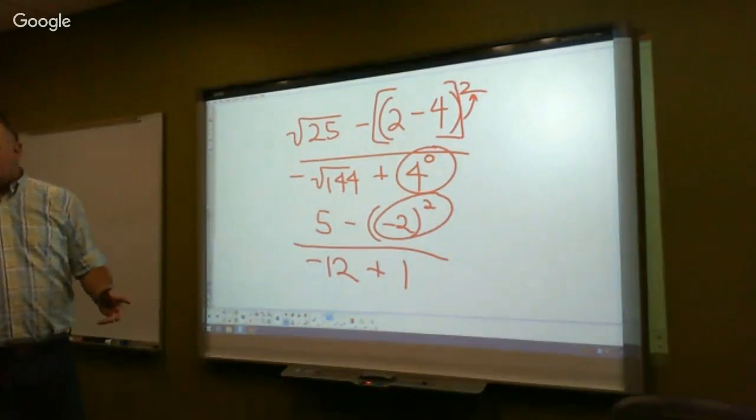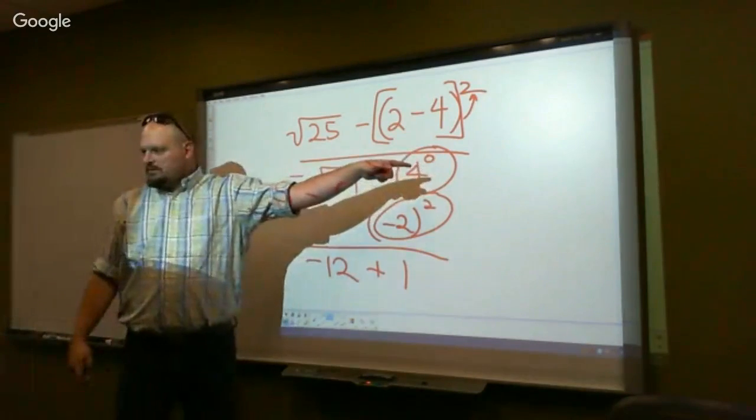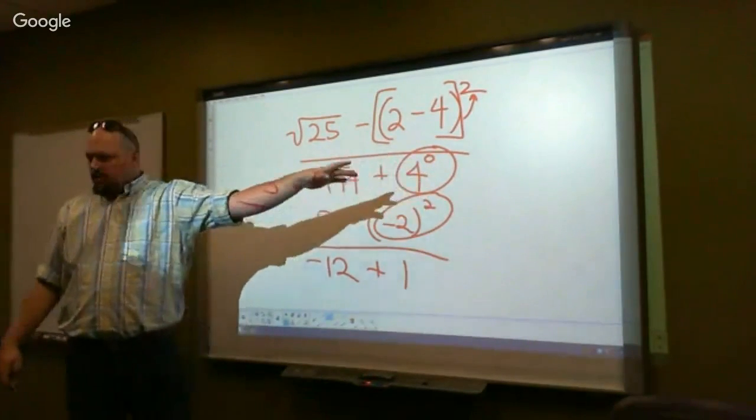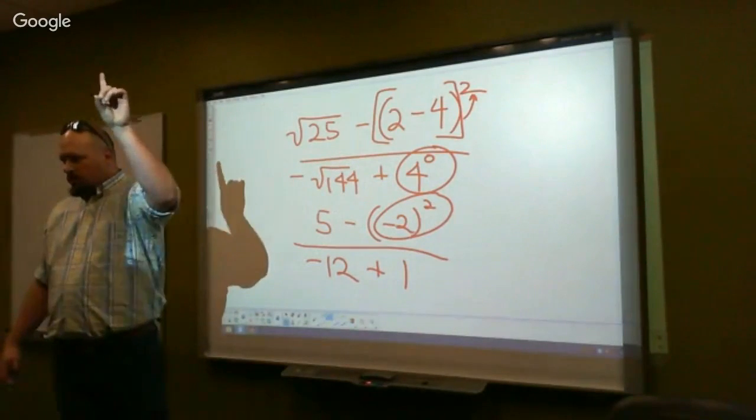Does everybody understand the rule of these exponents? Yes. Why is any number to the 0 power always 1? Make sense, Priscilla?